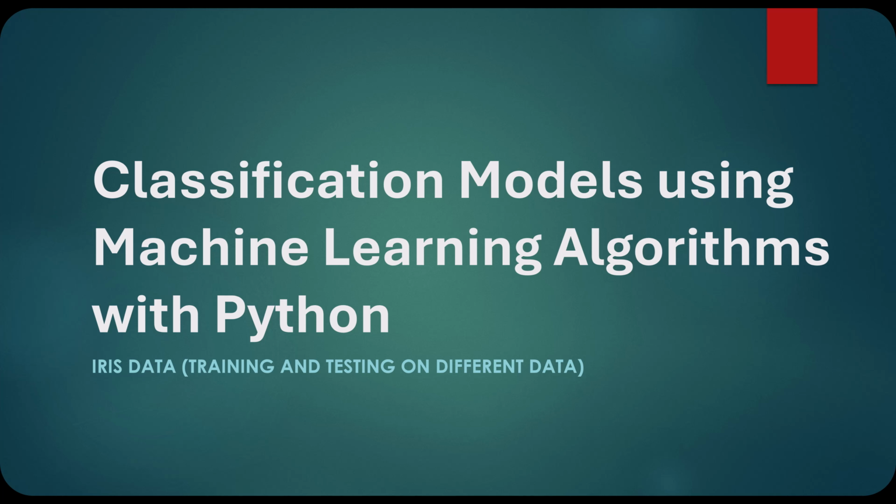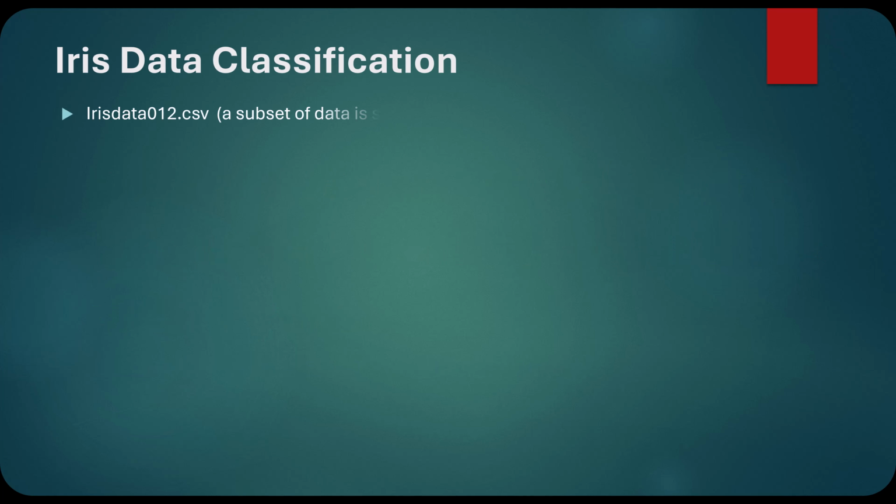In this lesson, we will learn how to create classification models using various machine learning algorithms with Python. And we will use the iris data with one difference. This time we will have two data sets, one for training and one for testing. The training data set will be used to build the model, and the testing data set will be used to assess how well the model did.